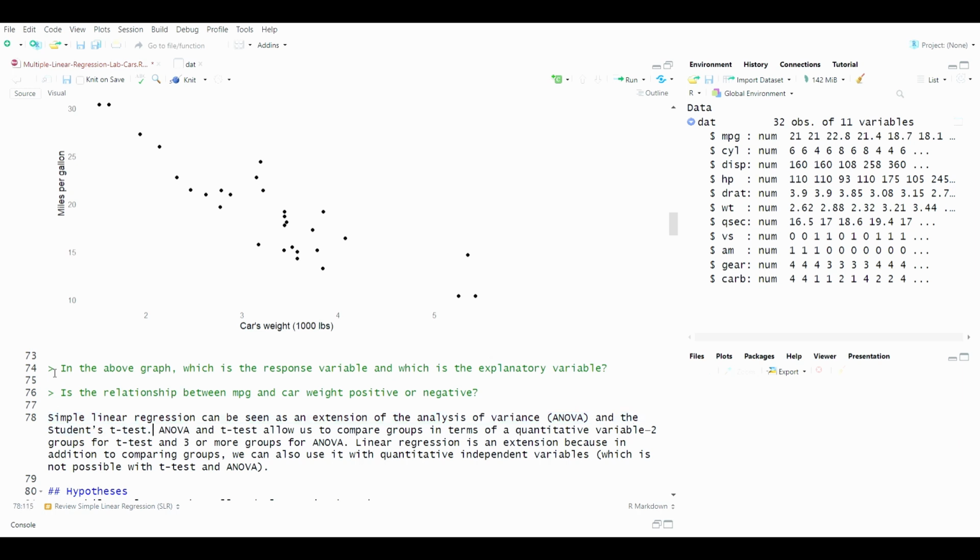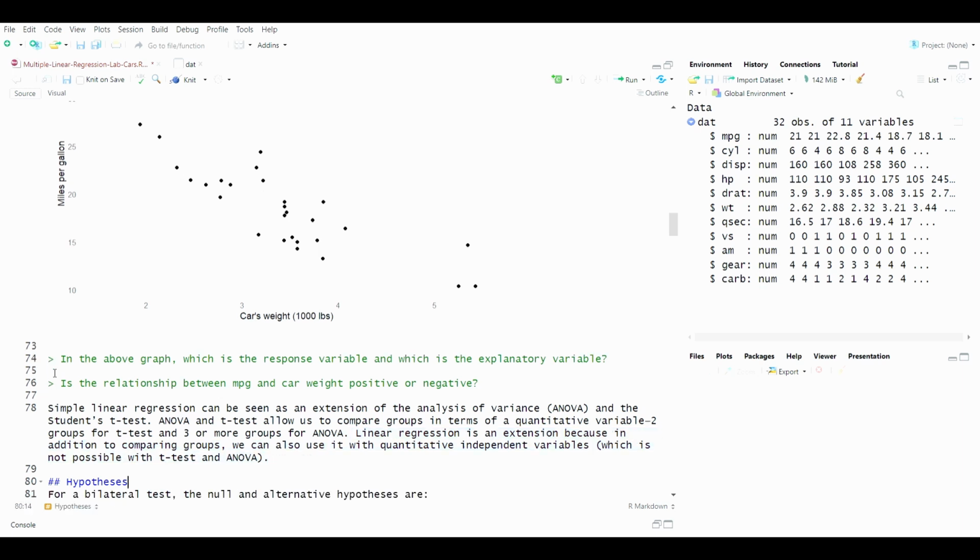Simple linear regression can be seen as an extension of the analysis of variance, or ANOVA, and the student's t-test. ANOVA and t-test allow us to compare groups in terms of a quantitative variable, 2 groups for the t-test and 3 or more groups for ANOVA. Linear regression is an extension because in addition to comparing groups, we can also use it with quantitative independent variables, which is not possible with the t-test and ANOVA.